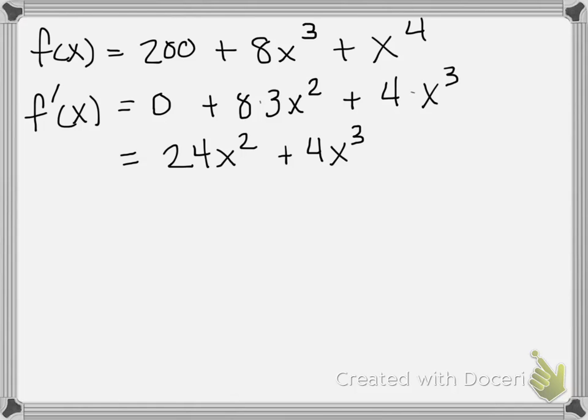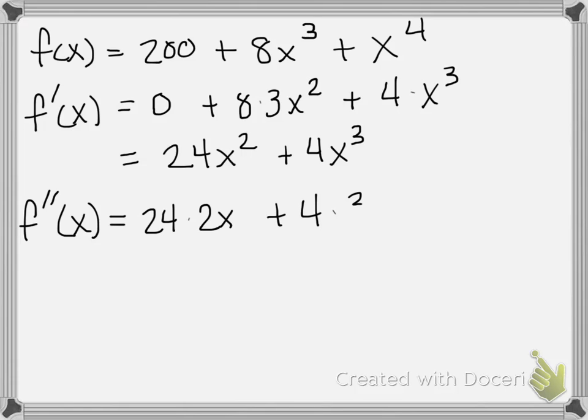And for our f double prime, or the second derivative, we're going to have 24 times 2x plus 4 times 3x squared. And whenever we clean that up, we're going to have 48x plus 12x squared.